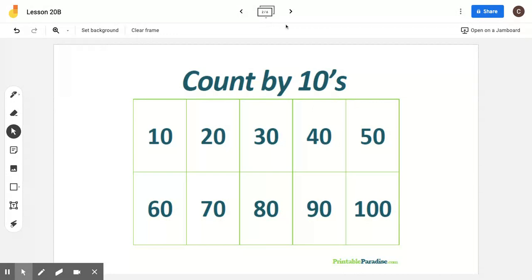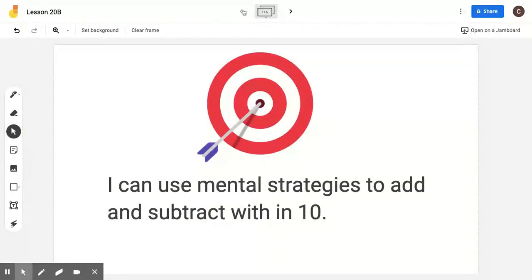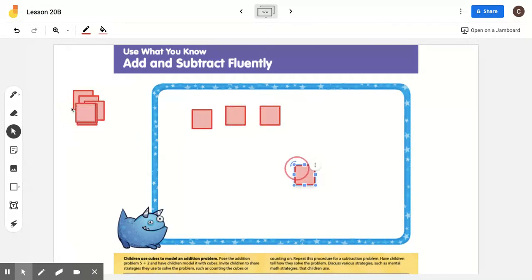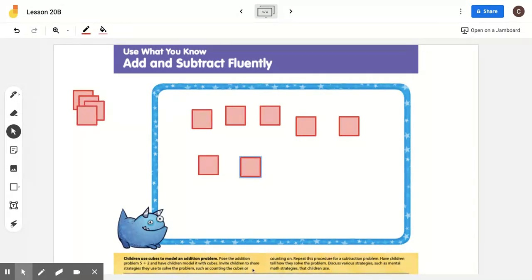Awesome job. All right, so remember, we're going to be looking at how we can add and subtract within 10. So I want you to think about how you could solve this problem. 5 plus 2. Yeah, you might start out with 5 cubes. 4, 5. And then you might add on 2 more. 1, so 5, and then 6, 7. So 5 plus 2 would equal 7.